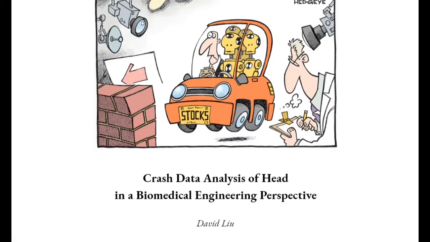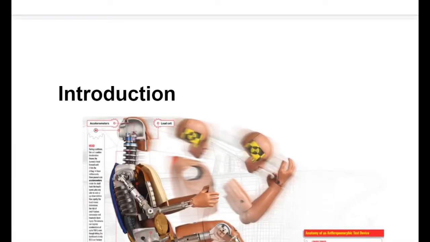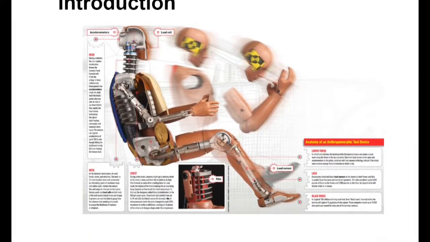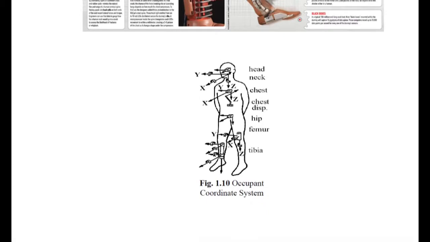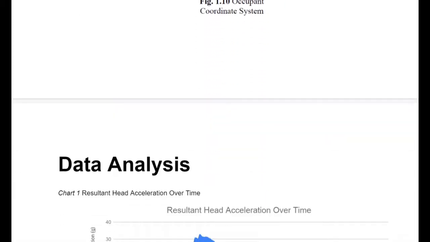Hello, today I'm introducing the crash data analysis of HAT from a biomedical engineering perspective. Here's an introduction of the background. We place a dummy in a car, and there are accelerometers in the chest, head, and pelvis. All of them measure the acceleration of the dummy when the car is being crashed in three dimensions, which are the X, Y, and Z axes.